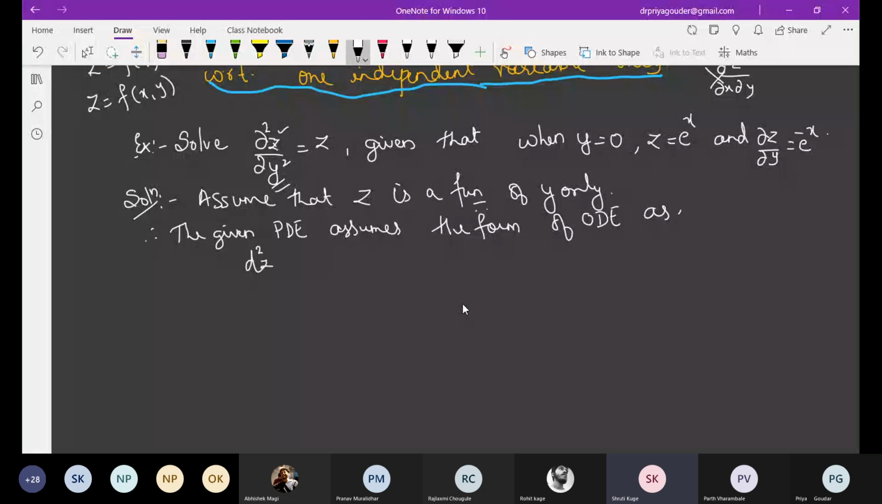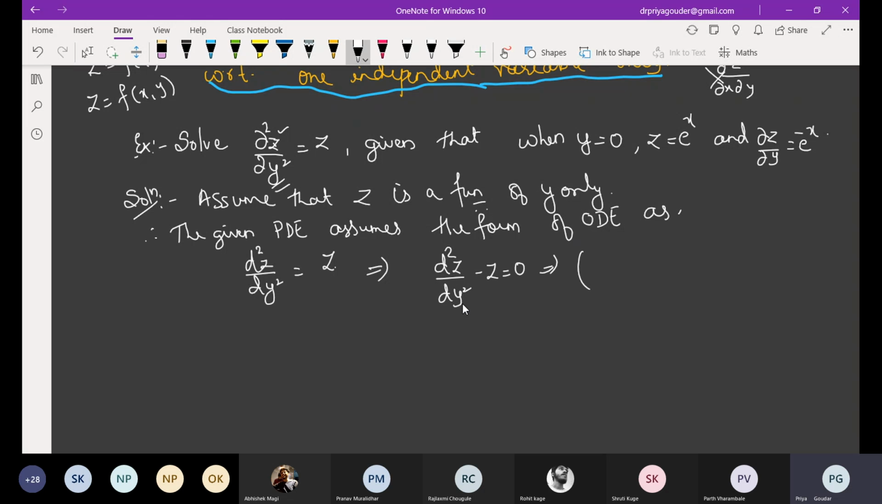d square z by dy square. Very good. Is equal to Z. See, I'm not changing anything, only dou I'm writing it as D. Is the part clear? Now, which order differential equation is this? Second order. You know how to solve it. Do you remember the procedure? Tell me what I have to write.